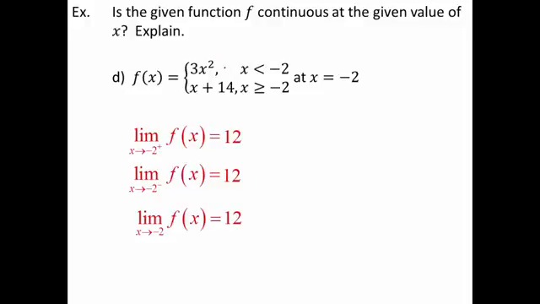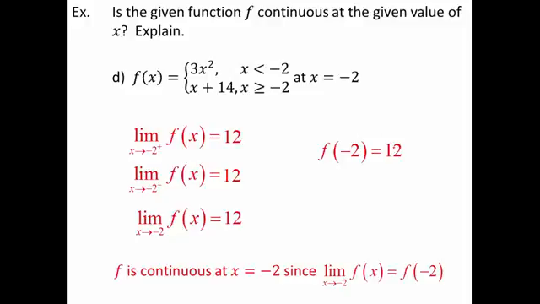Part 2 of our definition is to determine, does f of negative 2 exist? Well, the fact that I have an equal sign right here says that yes, f of negative 2 does in fact exist, and I can plug in negative 2 to determine that f of negative 2 is 12. Step 1 is satisfied, the limit exists. Step 2 is satisfied, the function exists. Step 3, does the limit equal the function? Well, yeah, 12 and 12 are the same number, therefore f is continuous at x equals negative 2, since the limit is equal to the function value.